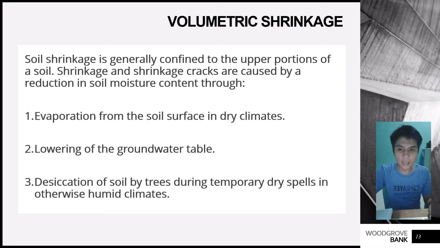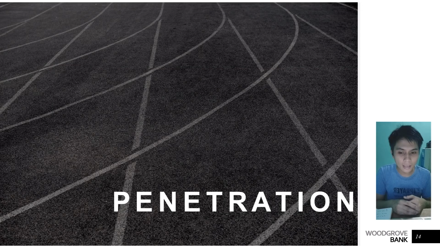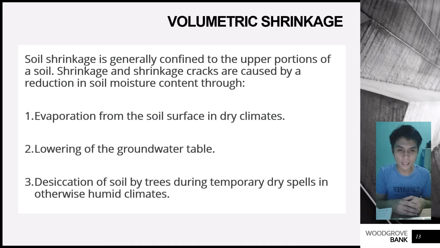So volumetric shrinkage, also defined as soil shrinkage, is generally confined to the upper portions of a soil. Shrinkage and shrinkage cracks are caused by a reduction in soil moisture content through: number 1, evaporation of the soil surface in dry climates; number 2, lowering of the groundwater table; and number 3, desiccation of soil by trees during temporary dry spells in otherwise humid climates.